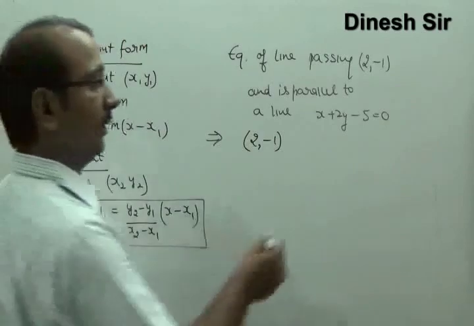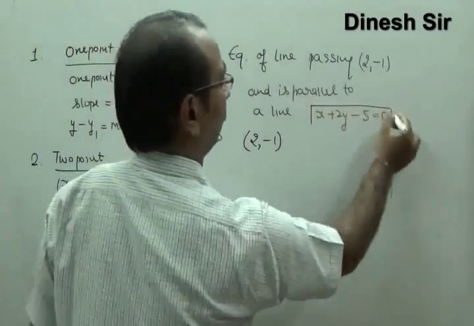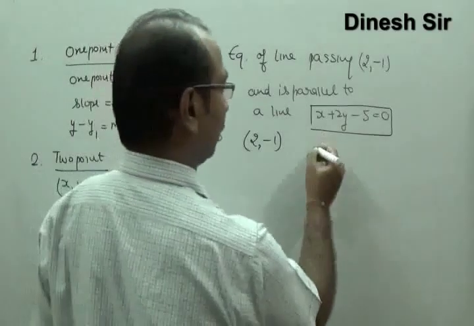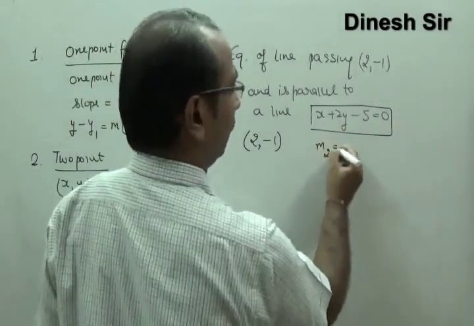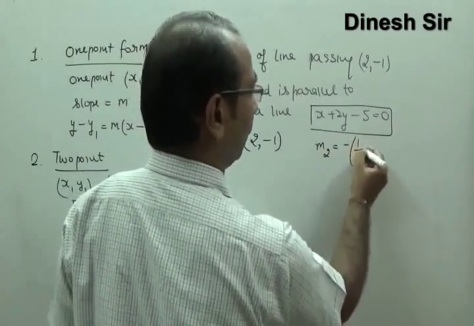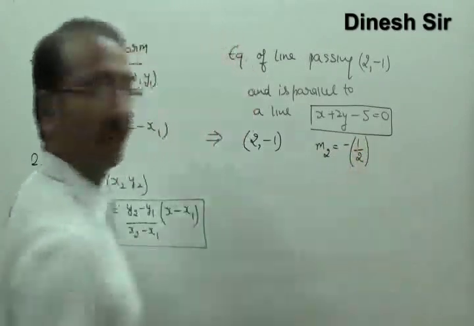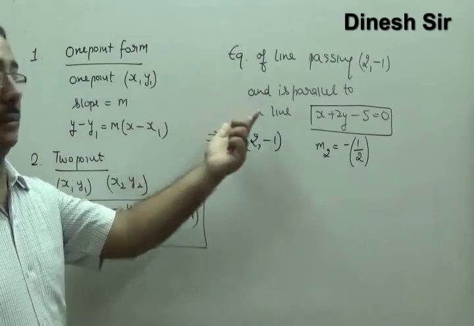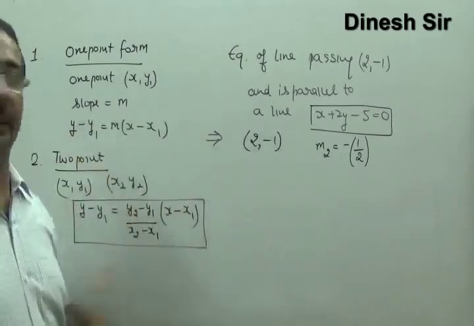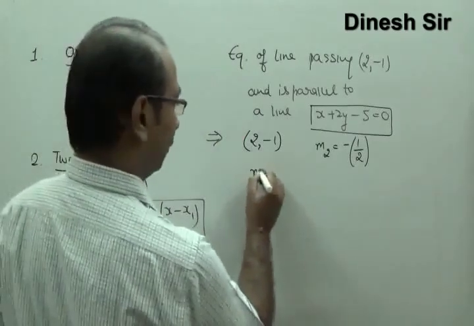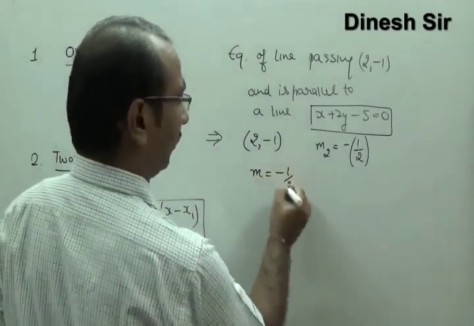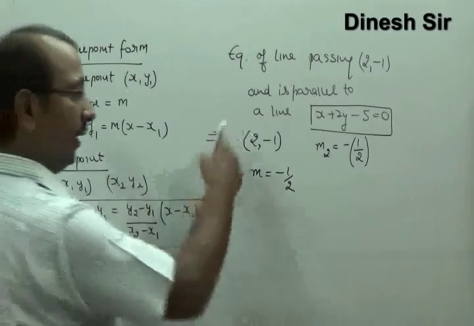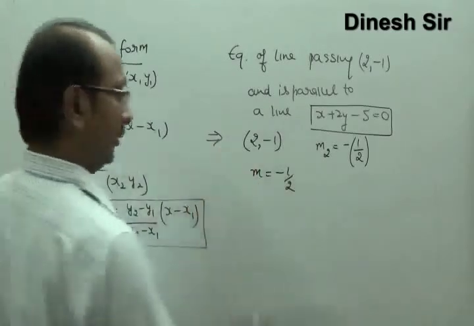We know that the required line is parallel to this line. So what is the slope of this line? Suppose the slope of this line is m2. It is minus coefficient of x by coefficient of y, so the slope is minus 1 by 2. Since this line is parallel to the required line, the slope of the required line is also minus 1 by 2, because when two lines are parallel, their slopes are equal.